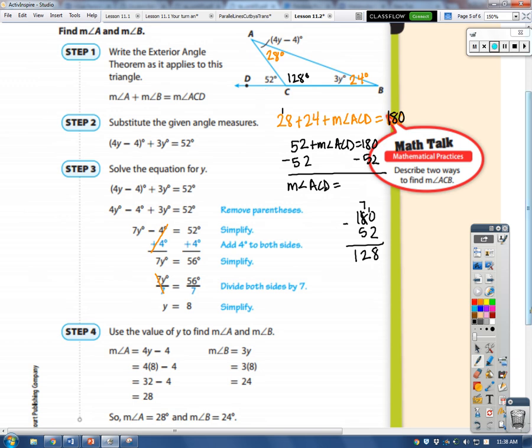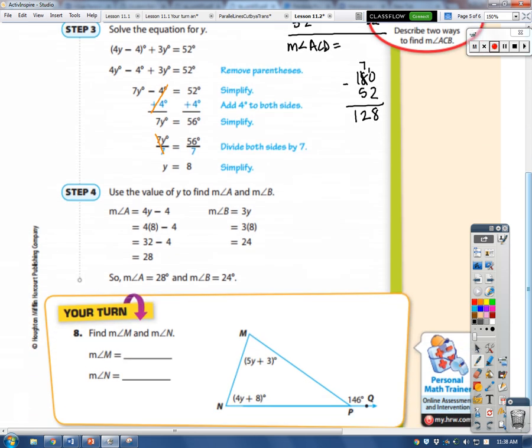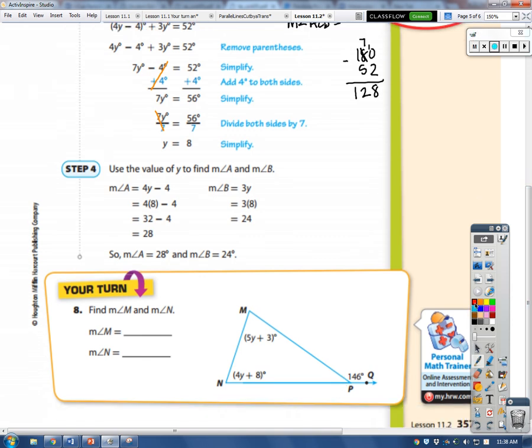Okay, so the last thing we're doing is the your turn for number 8. So we're going to find the angle measure of M and N when given the exterior angle of 146. So we're going to set this up just like they showed us in the example. We know that the sum of these two angles should equal this angle. So I've got 5y plus 3 plus 4y plus 8 should equal 146, right? I got that from here. So I'm going to combine my like terms. 5y and 4y is 9y plus 3 plus 8 is 11.